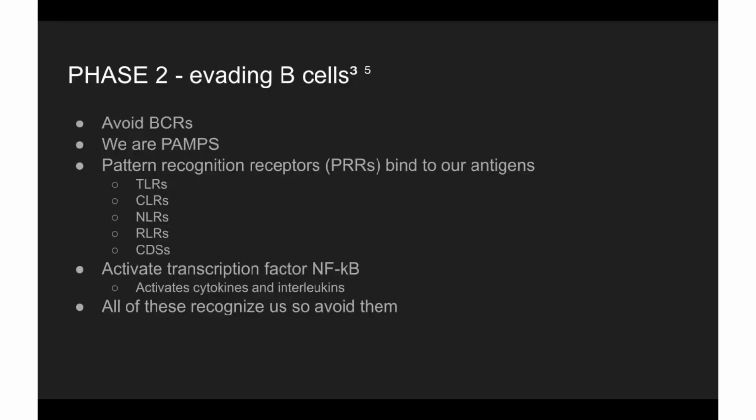We need to evade B cells because they contain B cell receptors. We contain PAMPs, or pathogen-associated molecular patterns. These are detected by PRRs, or pattern recognition receptors. The receptors that bind to our antigens are TLRs, CLRs, NLRs, RLRs, and CDSs. These receptors activate transcription factor NF-kappa B. This activates cytokines and interleukins and creates cytokine storms. All of these can detect PAMPs and should be avoided.